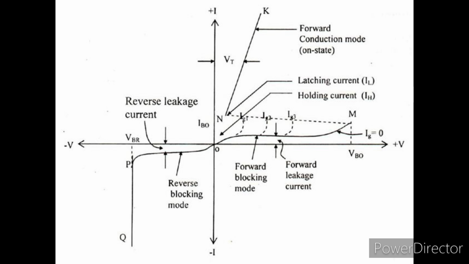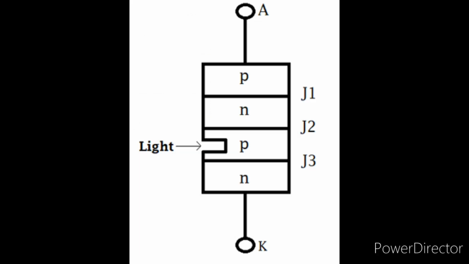the on state. In light triggering, a hollow is made at the inner P layer as shown in the figure. At this hollow, optical fibers are used to direct light of a particular wavelength. When the intensity of this light reaches a certain value, the SCR gets turned on. Such a type of SCR is called a light activated SCR, that is LASCR. LASCRs are used in high voltage direct current transmission systems.